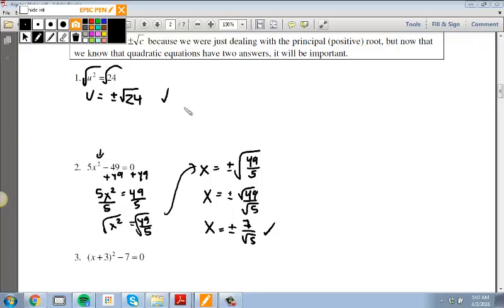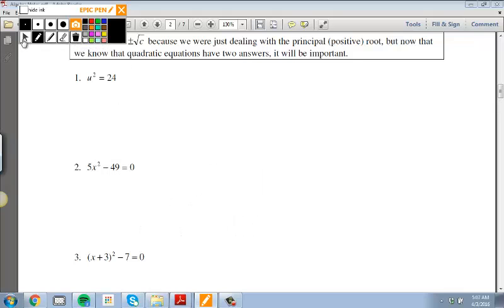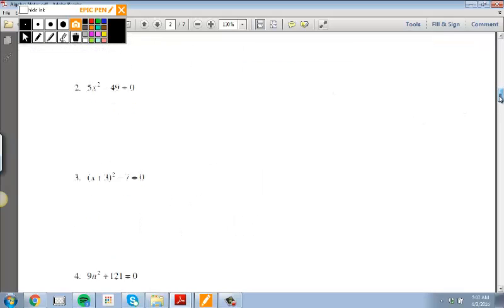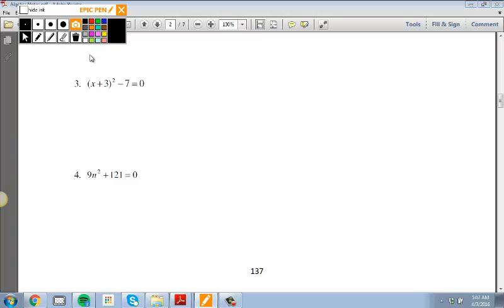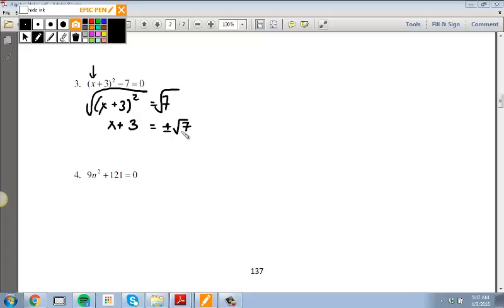Alright, so let's move on to, excuse me, example 3. So here is example 3. So quantity x plus 3 squared minus 7 equals 0. I still want to solve for this x right here. So I'm going to actually add the 7, then take the square root. So I have x plus 3 is equal to plus or minus the square root of 7.